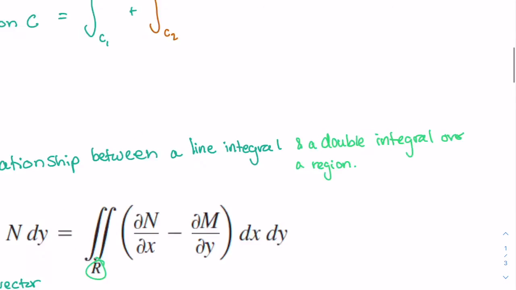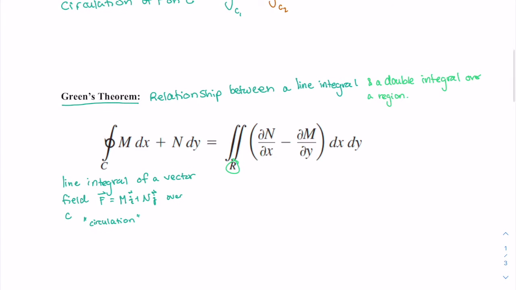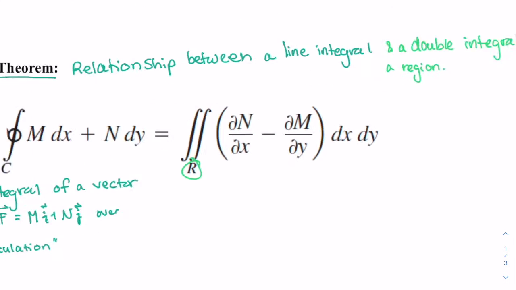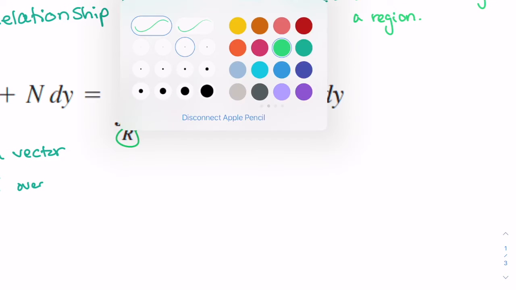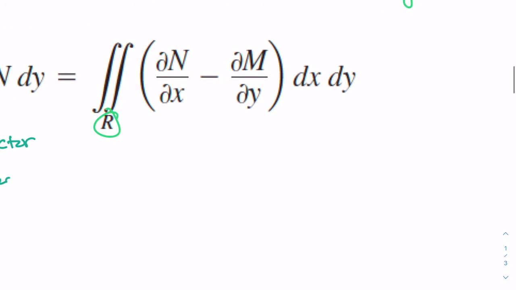So that's what Green's theorem is. It's this special relationship that exists between a line integral through a vector field over a curve C and how it relates to a double integral over an area in the same vector field. Now, the part that you're integrating on the right-hand side, this integrand, is what's called the curl of f.